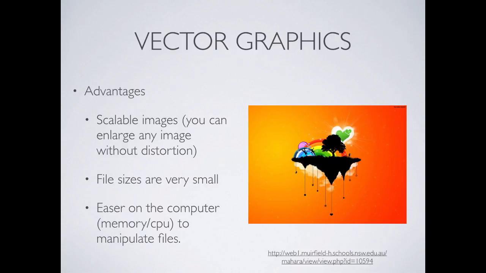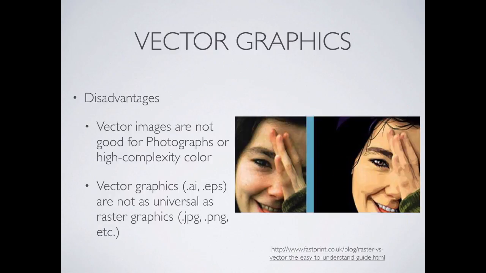File sizes are very small because it's just, hey, here's a couple control points and that defines this whole thing. Okay? It's much easier on the computer, much less memory, CPU power, etc. to work on one of these files. Of course, these have disadvantages as well. Vector images are not good for photographs because photographs can't easily be defined by mathematical curves, for example.